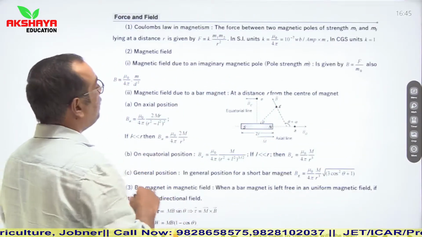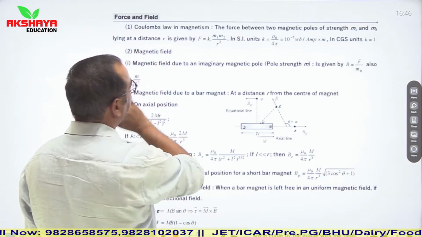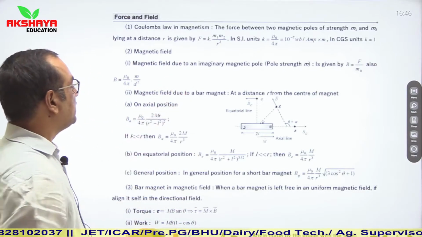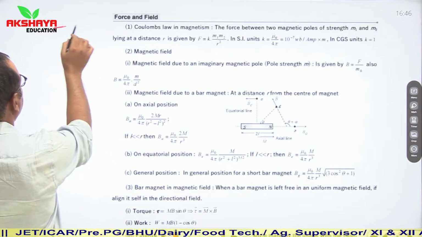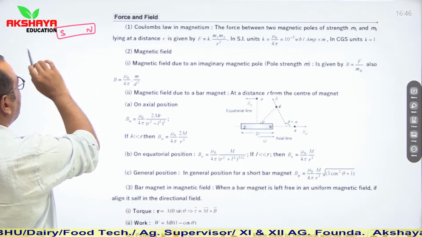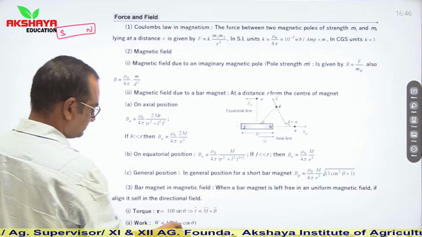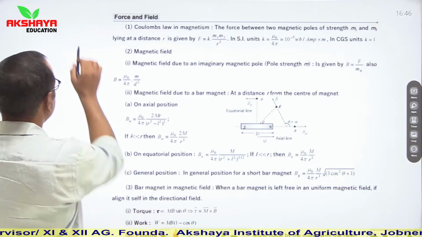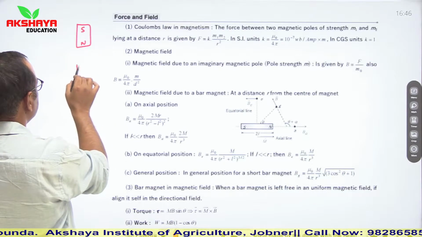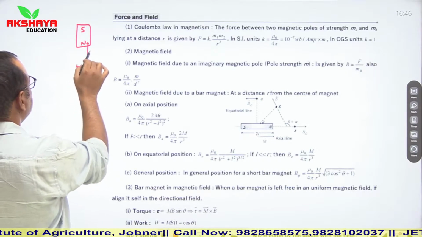Now see, force and field. If we talk about force and field, then Coulomb's law in magnetism. Similarly, as we studied Coulomb's law in electrostatics, it is also defined in magnetism. Let us say this is a bar magnet, this is south pole, this is north pole. Here we are considering two magnets placed in such a way, south pole and north pole, and here again another magnet, south pole and north pole. Separation between these two poles is, let us say, r.